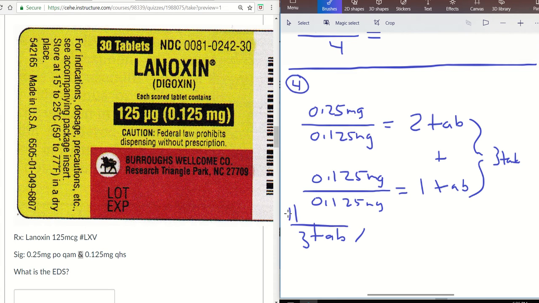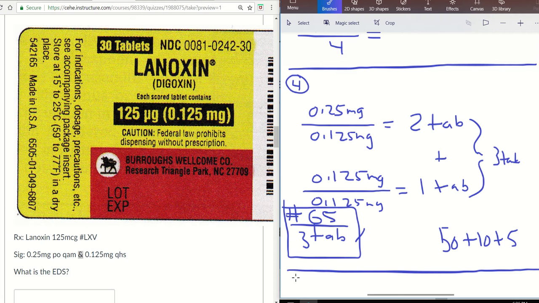and we dispensed LXV. What's LXV? 50, 10, 5. So it's 50 plus 10 plus 5, which is 65. So 65 tablets. They take 3 a day, round down to 21 days.